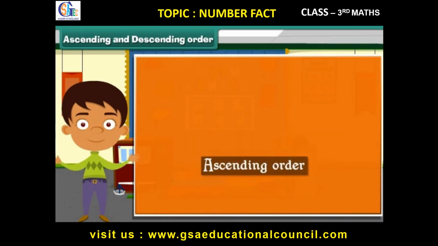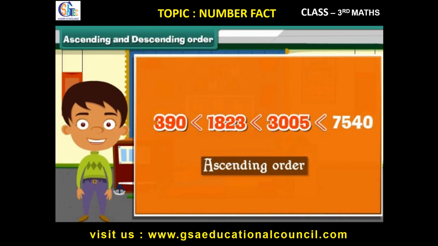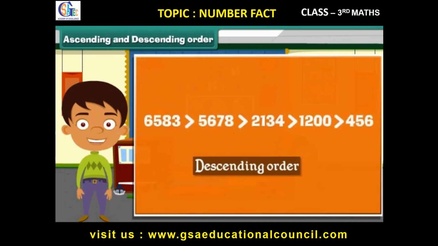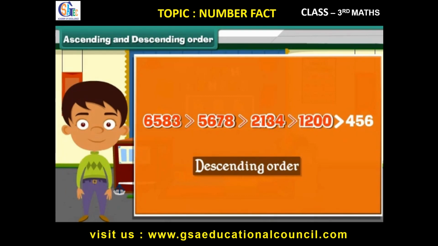Symbolically, the ascending order of numbers may be denoted by the less than symbol. For example, 390 is less than 1,823 is less than 3,005 is less than 7,540. Similarly, the descending order of numbers may be denoted by the greater than symbol. For example, 6,583 is greater than 5,678 is greater than 2,134, which is greater than 1,200 is greater than 456.